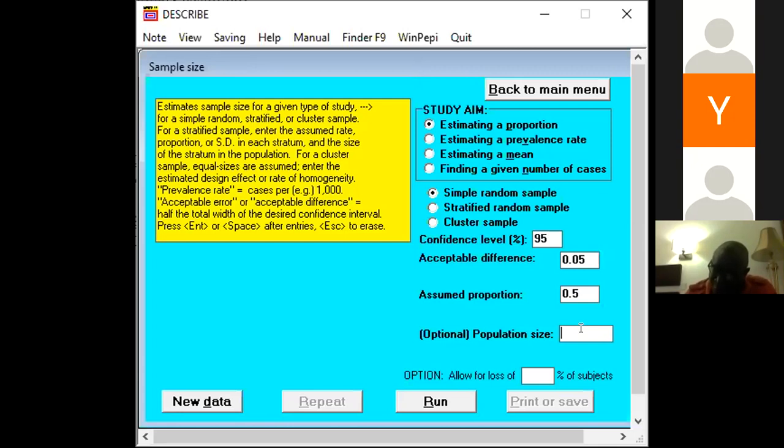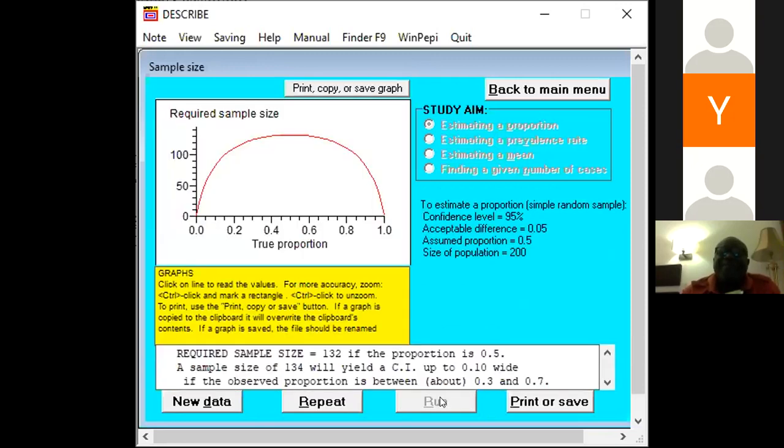My optional population is 300. Can we just put 300 cases and see what the sample size would be like? Yes, you can put it now. That 900. Yes, now. 200 cases, 200 population. Sorry, go ahead and answer your question. Yes, the sample size is 134 now.